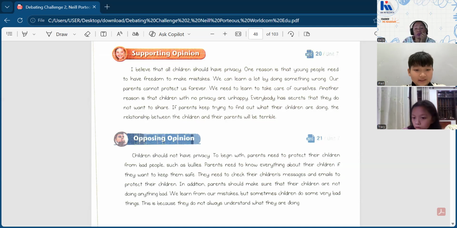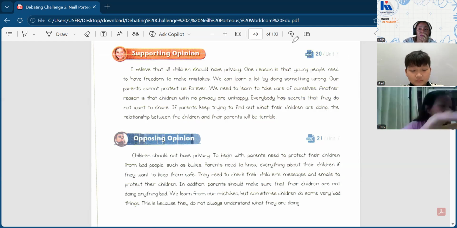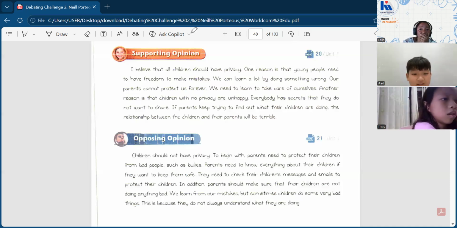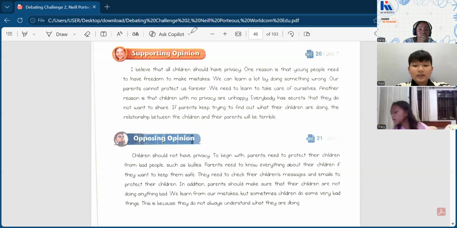are not doing anything bad. We learn from our mistakes, but sometimes children do some very bad things. This is because they do not always understand what they are doing.